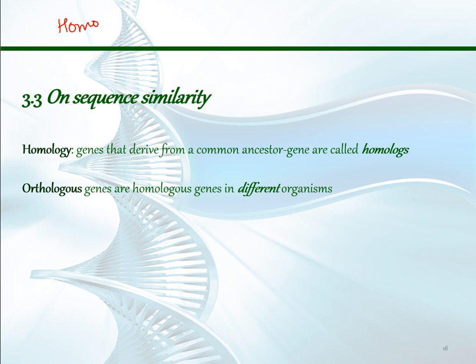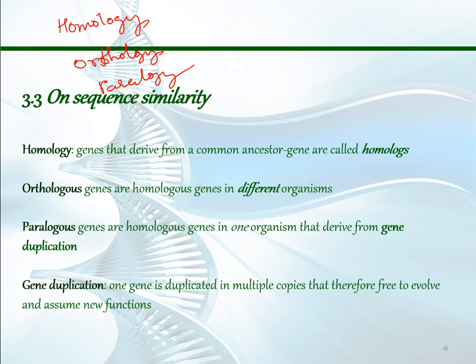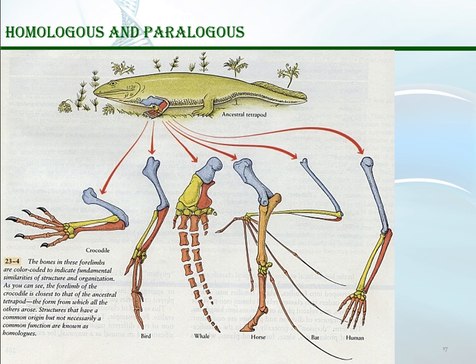One is homology, second one orthology, and paralogy. Orthology means homologous genes in different organisms. Paralogous genes are homologous genes in one organism that derive from gene duplication. Gene duplication means one gene is duplicated in multiple copies that are therefore free to evolve and assume new function.